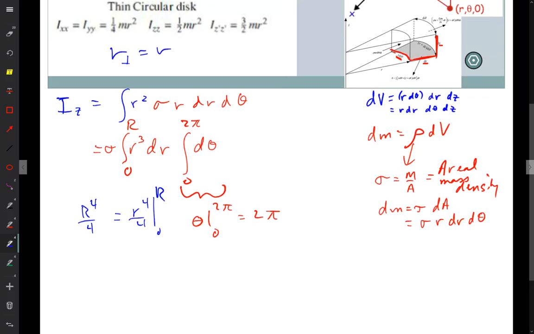And so you put those together and you have Iz is equal to r to the 4th over 4 times 2 pi. And I forgot my sigma. There was a sigma out front.